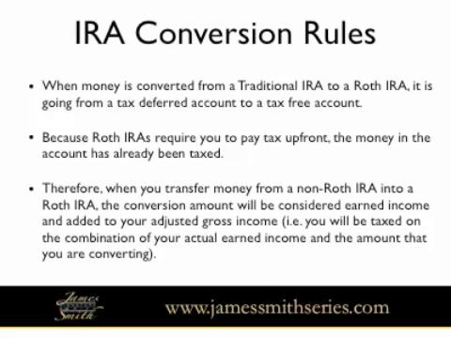Therefore, when you transfer money from a non-Roth IRA into a Roth IRA, the conversion amount will be considered earned income and added to your adjusted gross income. Therefore, you'll be taxed on the combination of your actual earned income and the amount that you're converting. This is why when someone does a rollover, they may decide to put half of it back into their original IRA and put half of it over into a Roth IRA. That's an instance where you'd see someone split it up half and half.